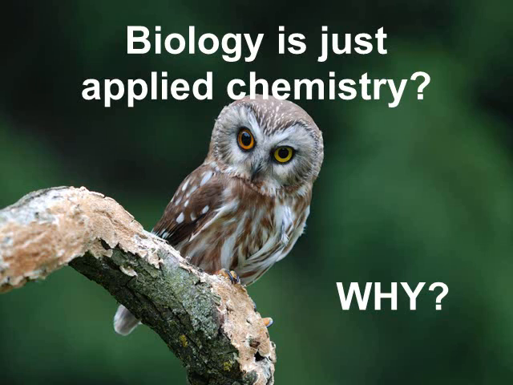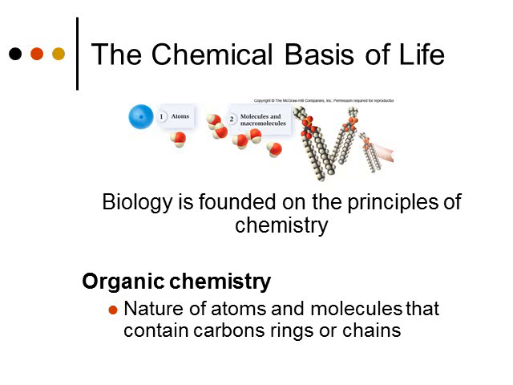So we're again looking at this question, how is biology just applied chemistry? And again, you're probably like, why? Why do we have to learn about chemistry? And that's because these molecules are what are going to be put together to make our cells, that smallest living unit that we'll get to in chapter 4. So biology is founded on these principles of chemistry, like I've mentioned. And specifically, chapter 3 is looking at organic chemistry.